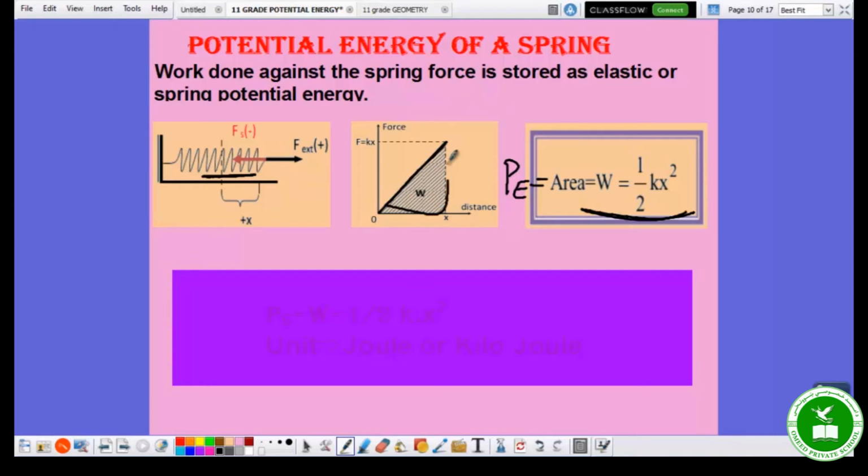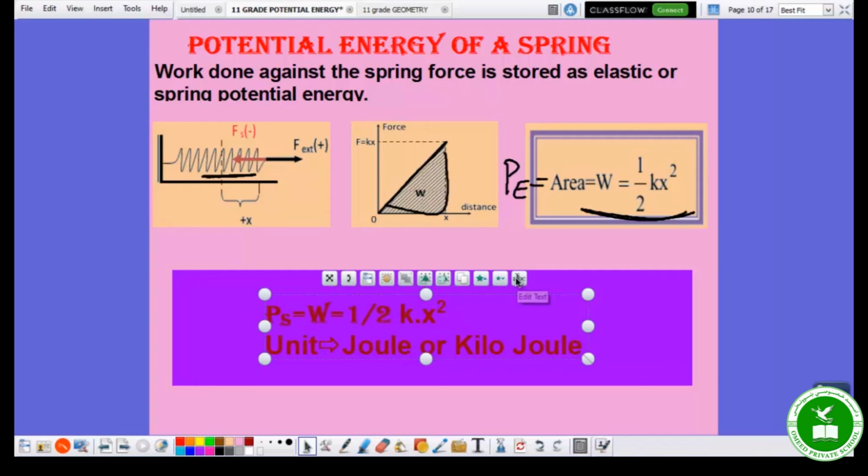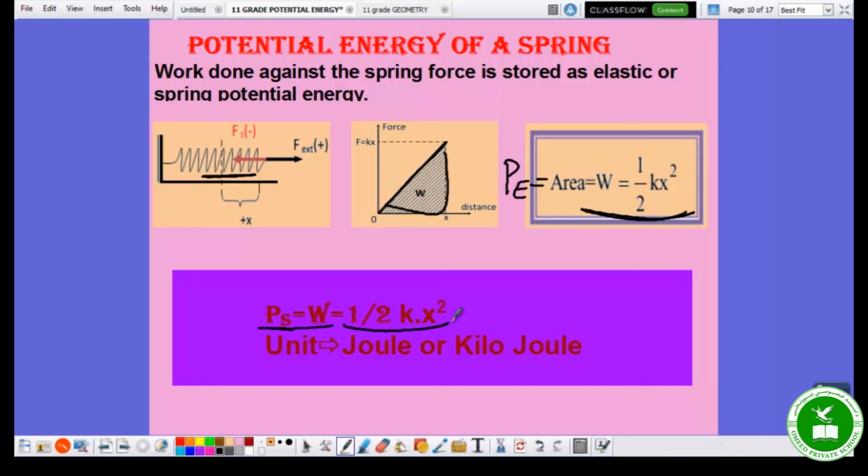The area in this graph will be equal to work done, equal to K times x square divided by 2. K you know is the spring constant, x is the magnitude of stretch. So we use this simple formula to calculate potential energy of a spring. Potential energy of a spring is equal to work done on the spring, equal to 1 over 2 kx square. The unit of energy is joule or kilojoule.